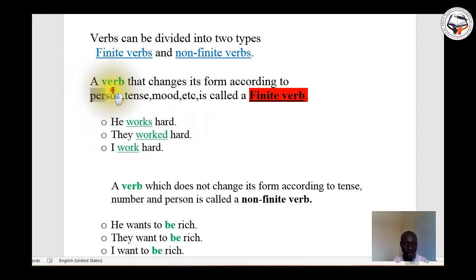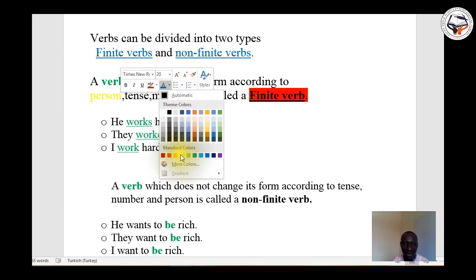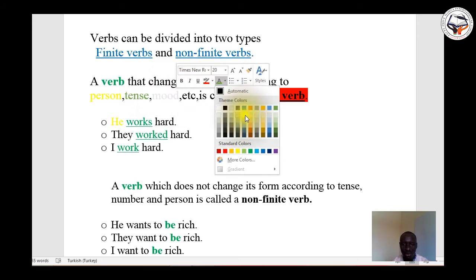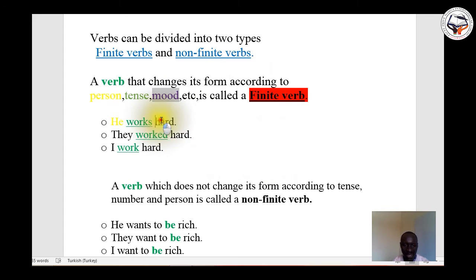Let us see the person here. Let us change the color. The person in yellow: he is a person, so he also in yellow. Tense here, let us put it in green. Works is the tense, works in green color. Hard is the mood. Let us change this color also. Hard is a mood.